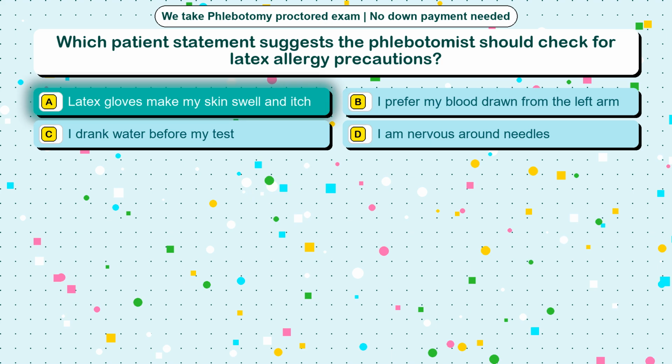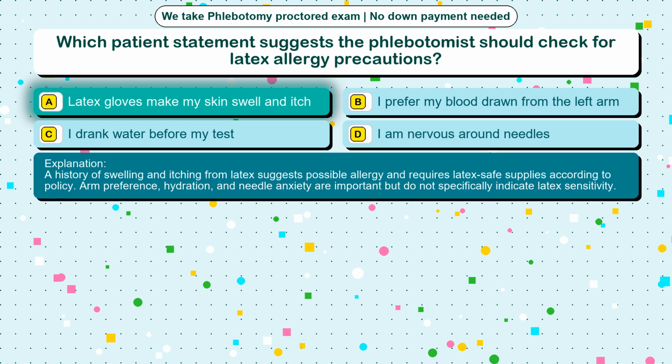The correct answer is option A, latex gloves make my skin swell and itch. A history of swelling and itching from latex suggests possible allergy and requires latex-safe supplies according to policy. Arm preference, hydration, and needle anxiety are important but do not specifically indicate latex sensitivity.